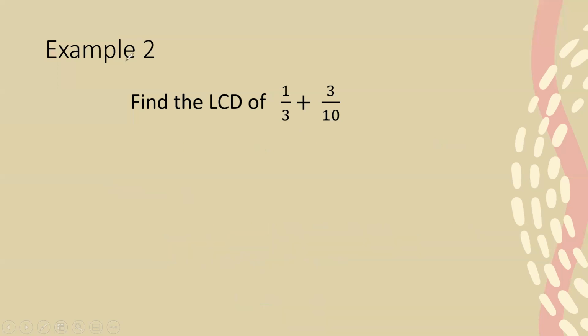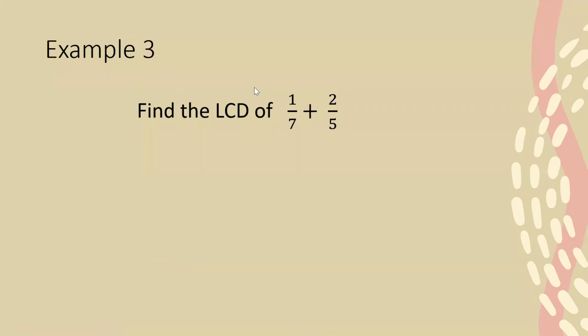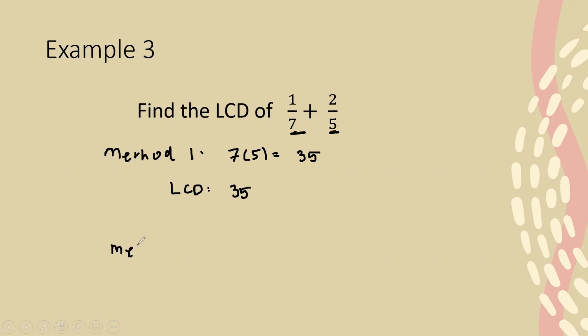Okay, so let's continue. We're going to find again the LCD for this. I'm actually going to use method 1, and I'm just simply going to multiply my two denominators together. So 7 times 5, that would give me 35. So my LCD for this would be 35. You can go ahead and try out method 2 on your own and simply write out the multiples of 7 and 5, and you should get the same answer, 35.